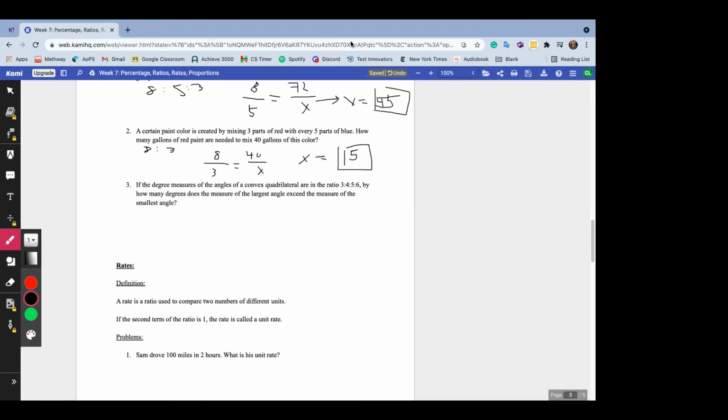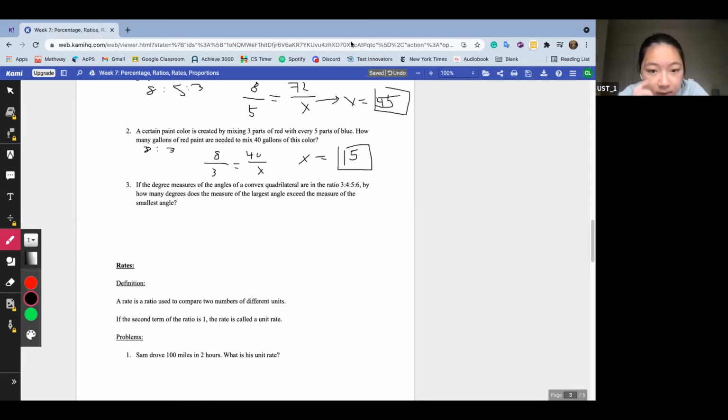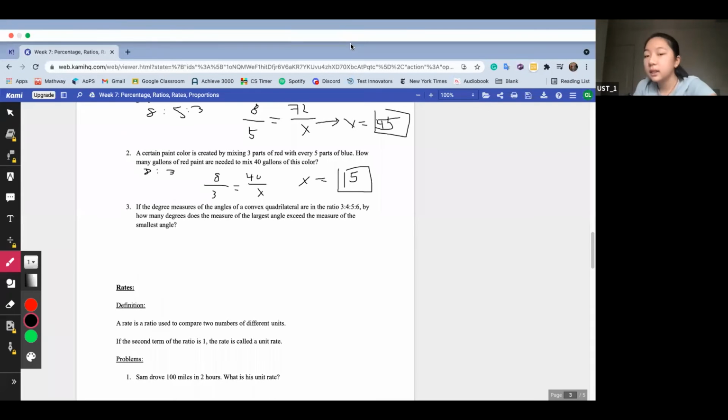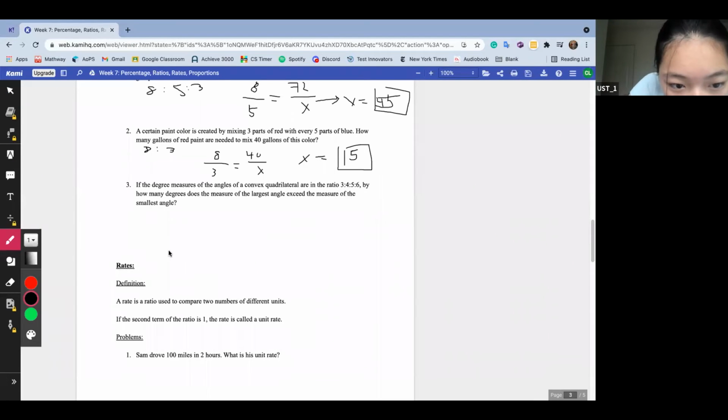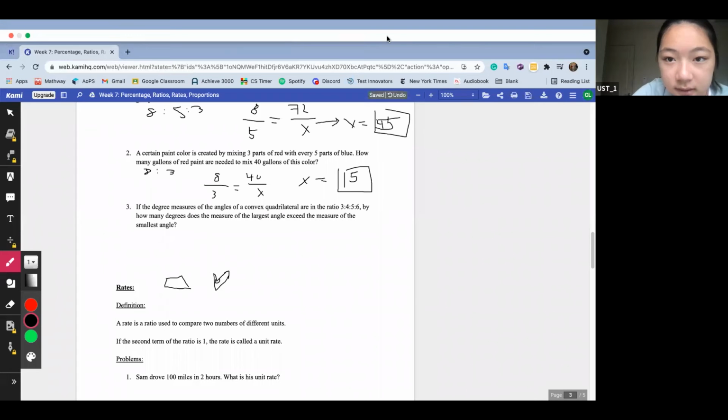Wait, what does convex mean again? Convex means that all of the interior angles are less than 180. So I'm just going to sketch a quick example. So this would be a convex quadrilateral. Meanwhile, one like this isn't, because this angle over here is greater than 180.